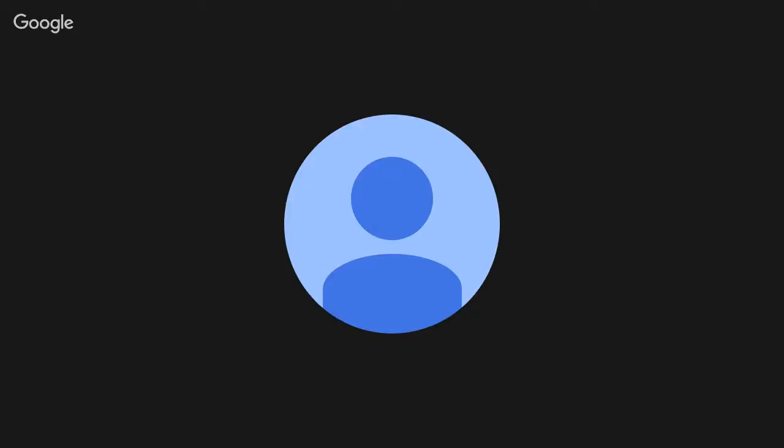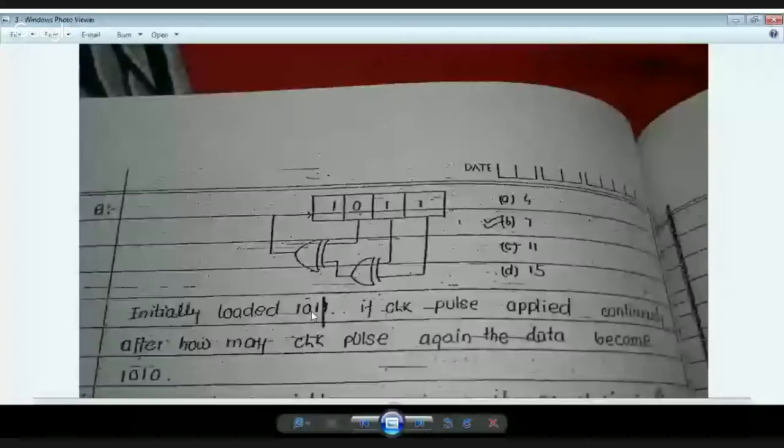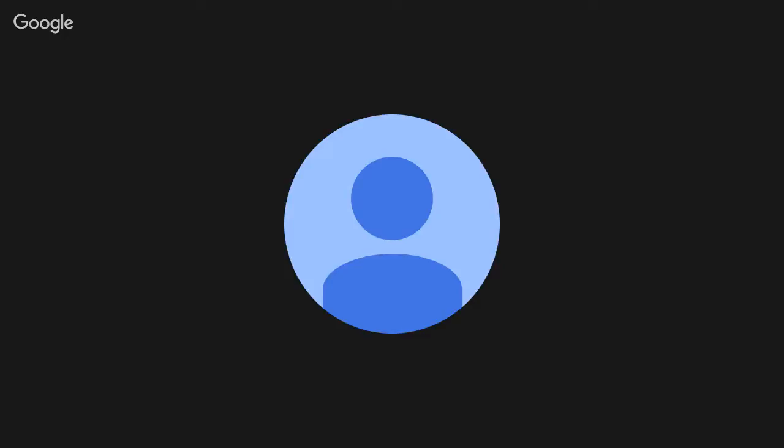This is the question. Okay, the question says initially loaded 1011. If the clock pulse is applied continuously, after how many pulses does the data again become 1011? In this question, the number of pulses required to repeat the data as it was at clock 0 is what is required.